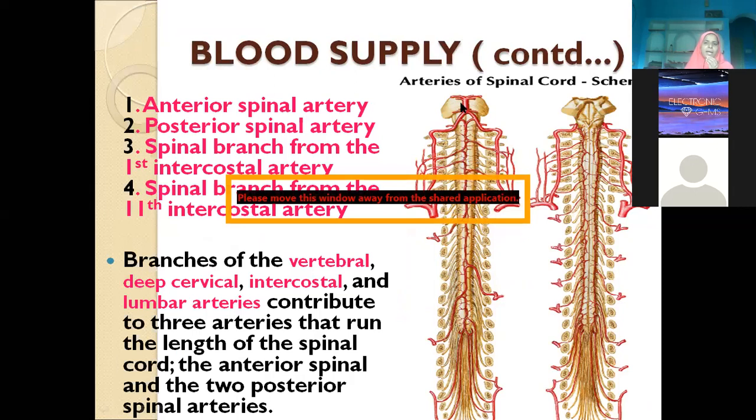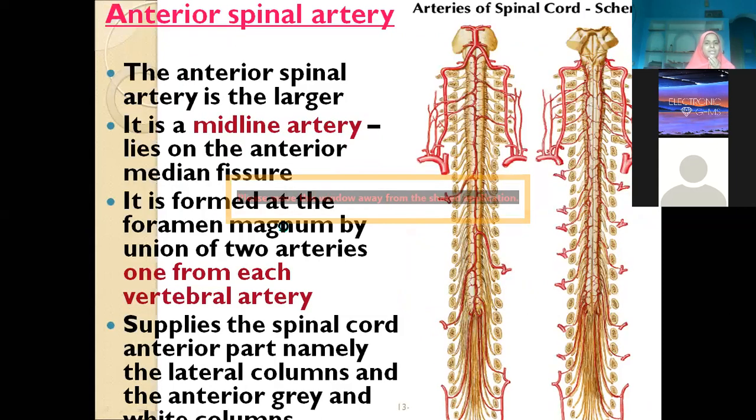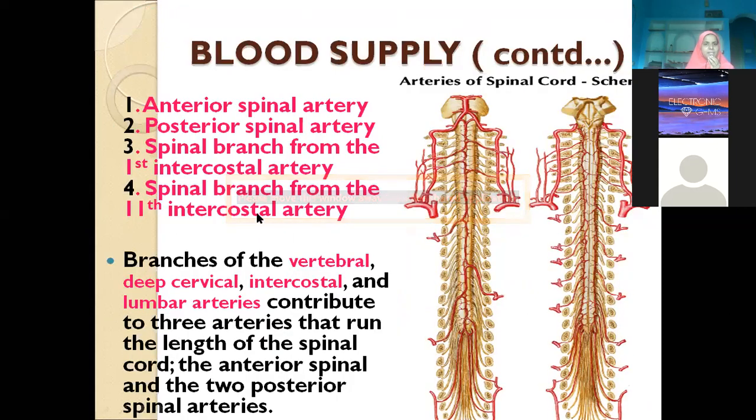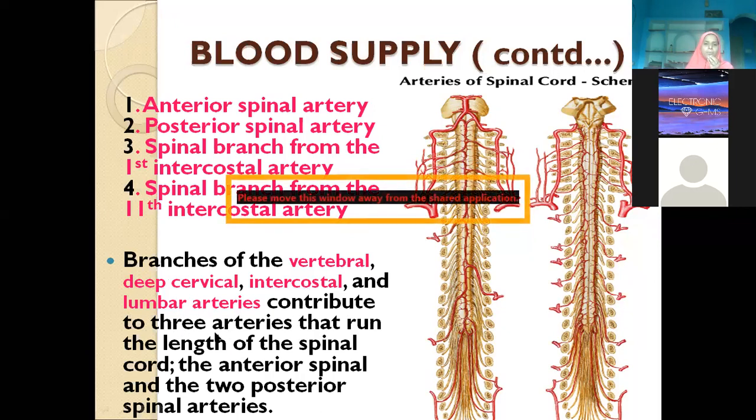So in the anterior part, we have the anterior spinal artery, which is only 1 in number. When you see behind, the posterior spinal arteries are actually 2 in number. In the cervical region, they are derived from the vertebral artery. In the thoracic region, they are derived from intercostal arteries, from the first to 11th intercostal arteries. So the branches of vertebral, deep cervical, intercostal and lumbar arteries contribute these 3 arteries. That means 1 anterior spinal artery and 2 posterior spinal arteries run throughout the length of the spinal cord.